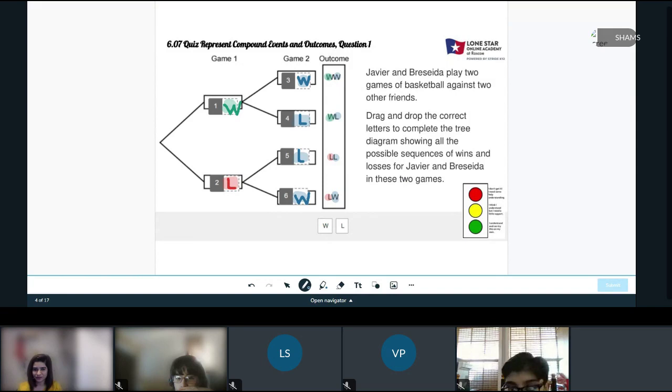Anybody? Look at it carefully. See, this is how you are able to tell. The big branch over here, game 1, is represented by the first letter. Game 2 is represented by the second letter. And you follow the branches.